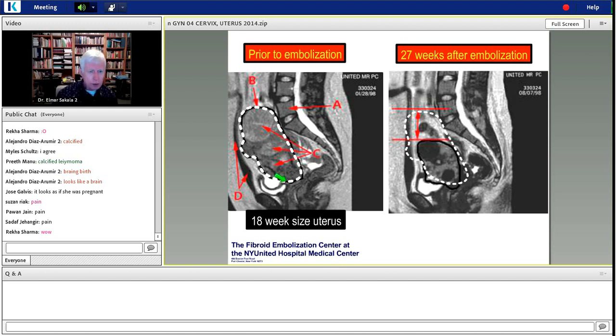This shows the size of a uterus with a leiomyoma, 18-week size. That's almost up to the belly button. And the dotted white line shows the size. Now, after the embolization is this solid black line, which you can see here. So it is reduced in height by about 40%. And if you reduce it from all directions, you can see you've got a significant reduction.